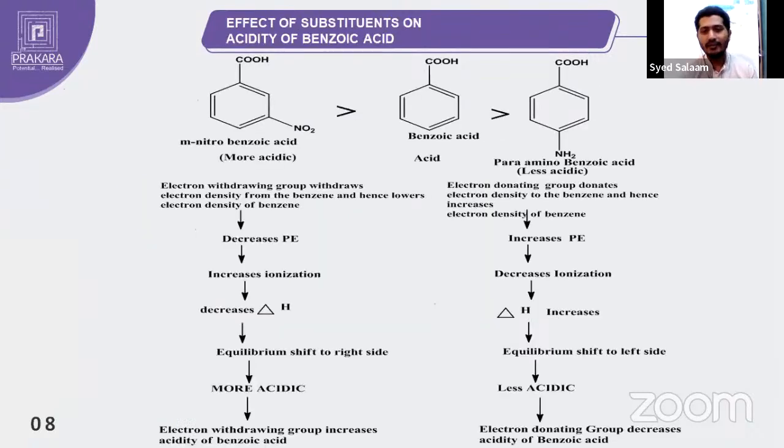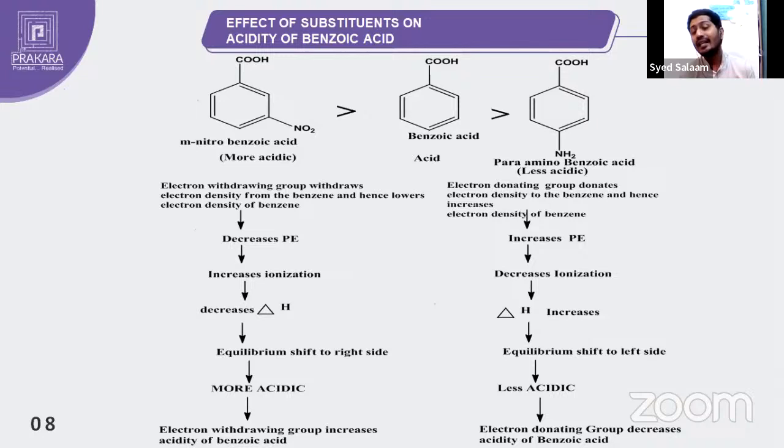So here, simplified, if you have an electron withdrawing group, what it does is withdraw electrons from the benzene and lower the electron density, and decrease the potential energy of the benzene ring, increase ionization and decrease the heat of hydrogenation, due to which the equilibrium shifts to the right side. It will give out the proton much faster, and an electron withdrawing group will increase the acidity.